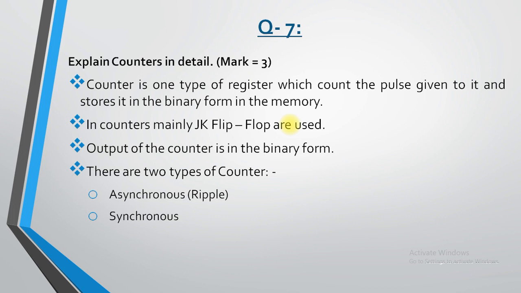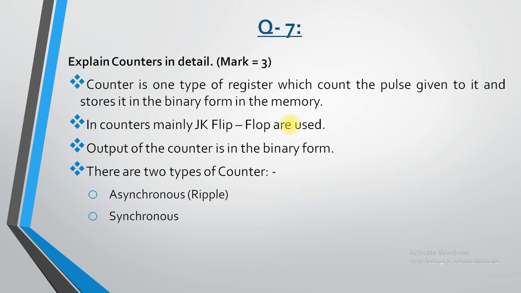As the input is in the form of binary, similarly the output of the counter will be in the form of binary only. There are two types of counters: one is called asynchronous or ripple counter, and the other is the synchronous counter. Another name of the asynchronous counter is the ripple counter. Is that clear to everyone?